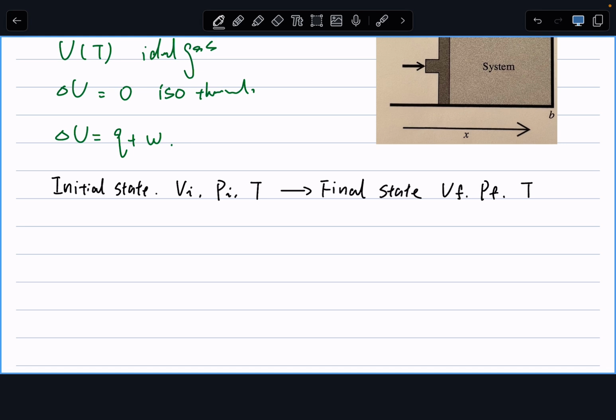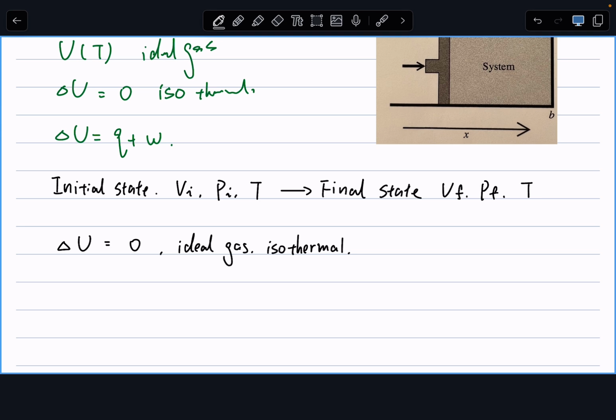When temperature is not changing, my total internal energy remains the same, because for ideal gases, internal energy is only a function of temperature. Or the other way to put it is we know that delta U equals 0 for ideal gas isothermal processes.